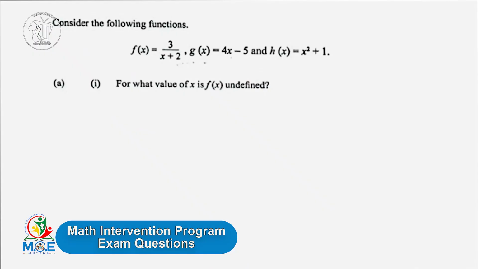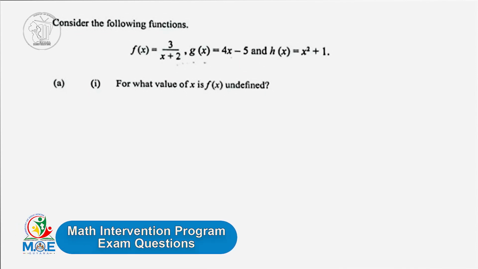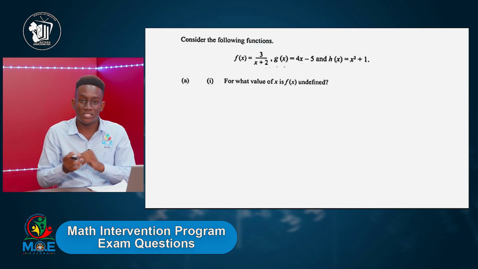So this one says, consider the following functions. Now we have 3 functions. f of x is equal to 3x. We have f of x is equal to 3 over x plus 2. g of x is equal to 4x minus 5. And h of x is equal to x squared plus 1. And it says, for what value is f of x undefined? So this is the function that we are looking at. And we want to find the value of x for which f of x is undefined. So they want to know when this function would be undefined.